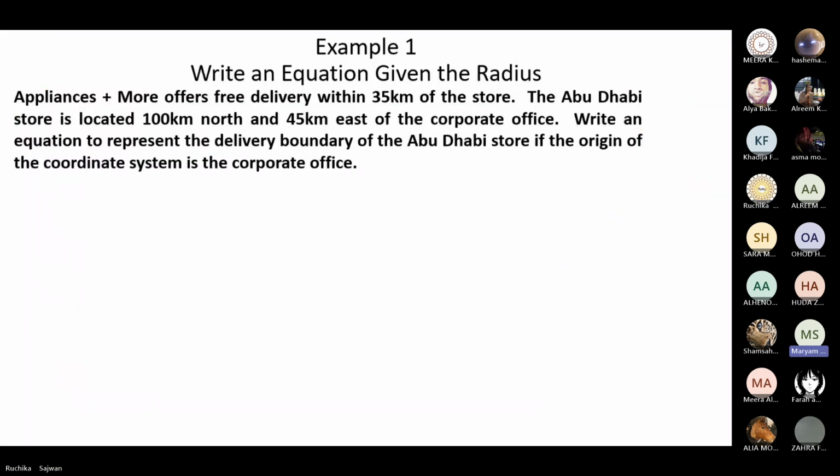Appliances Plus More offers free delivery within 35 kilometers of the store. The Abu Dhabi store is located 100 kilometers north and 45 kilometers east of the corporate office. Write an equation to represent the delivery boundary of the Abu Dhabi store if the origin of the coordinate system is the corporate office.